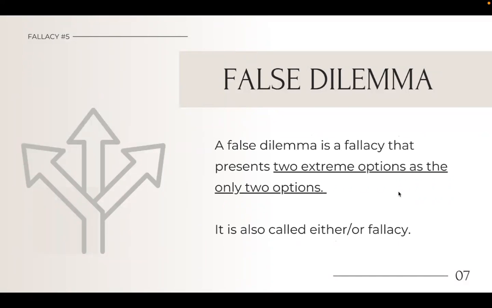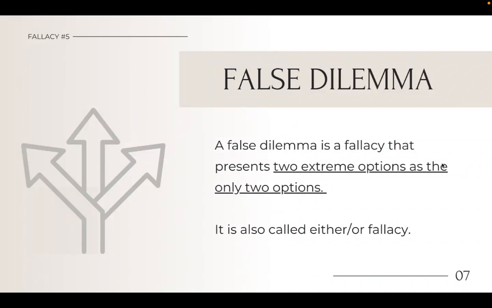Number 5 is false dilemma. This is a fallacy that presents two extreme options as the only two options. It paints this picture of a fork in the road where you have to pick between these two paths, and this is all you got, and they're both very extreme, when in reality things are a lot more complex. I would argue that in life, most of the time, things are not as black and white as we think they are. There's a lot of gray area.